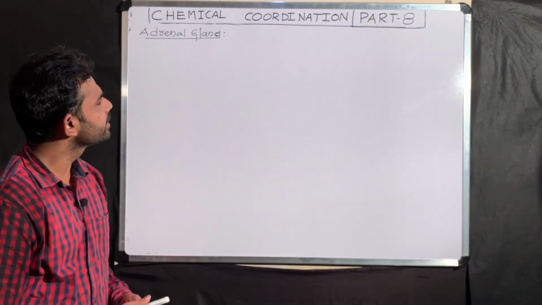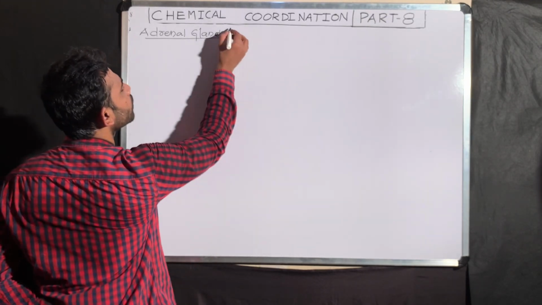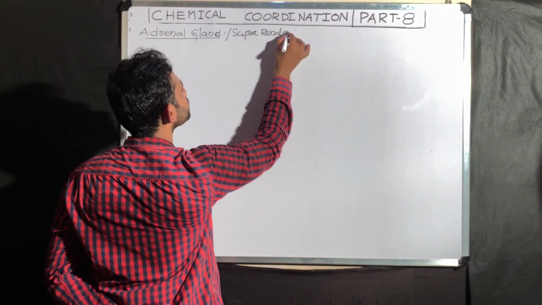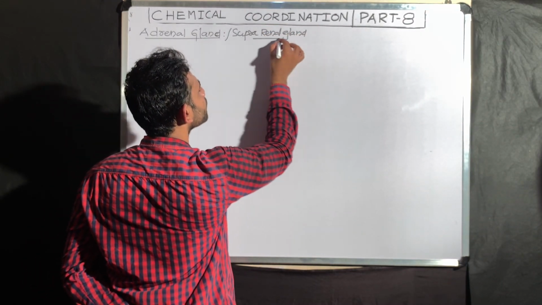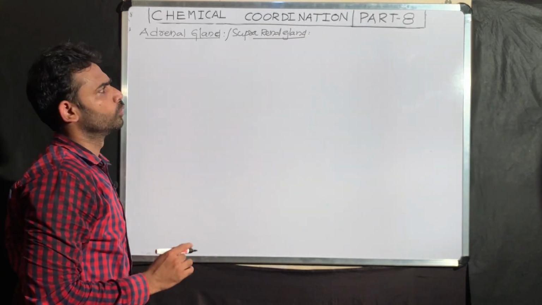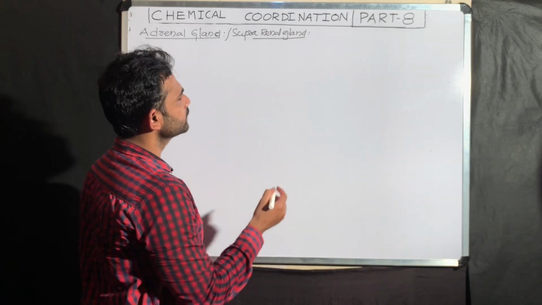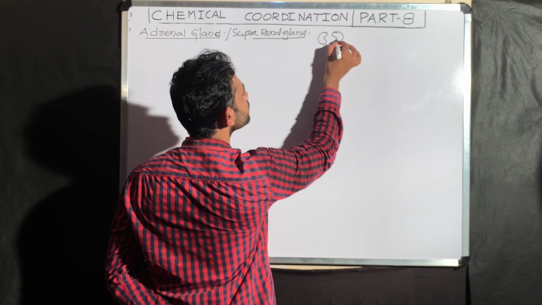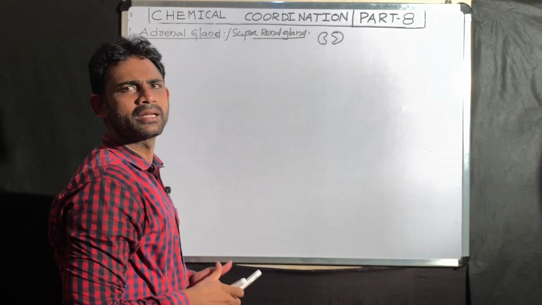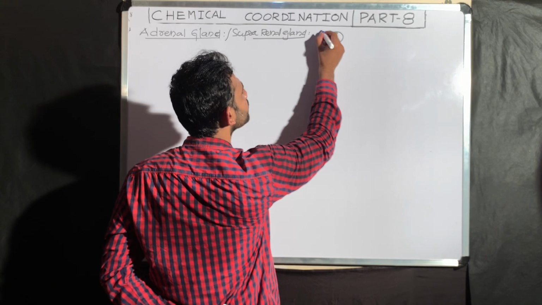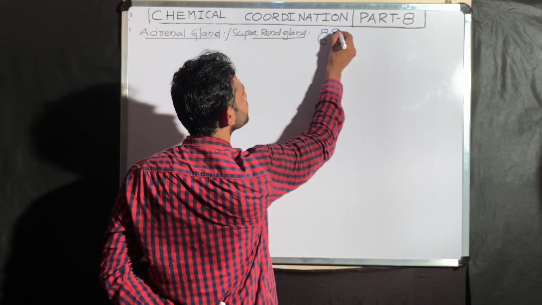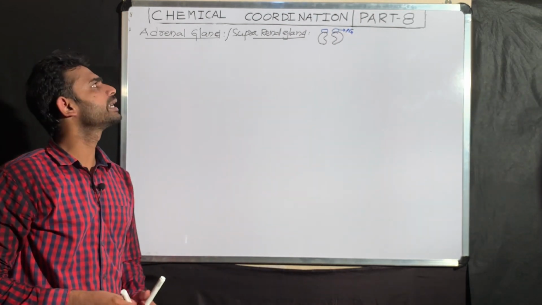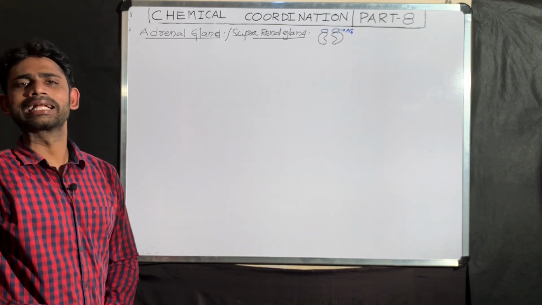In this part, I am going to explain about the adrenal gland, also called the suprarenal gland. Supra means above, and renal means kidney. Consider this is one kidney and this is another kidney. The anterior part of the kidney is associated with this adrenal gland, which is why it is also called a suprarenal gland.